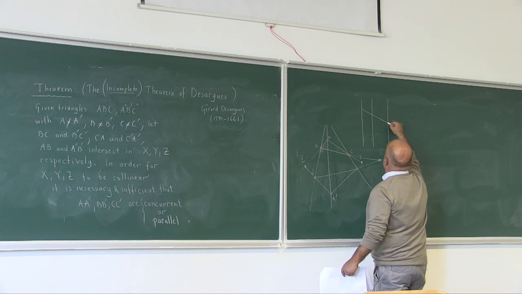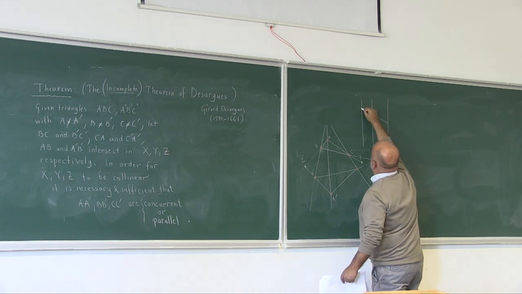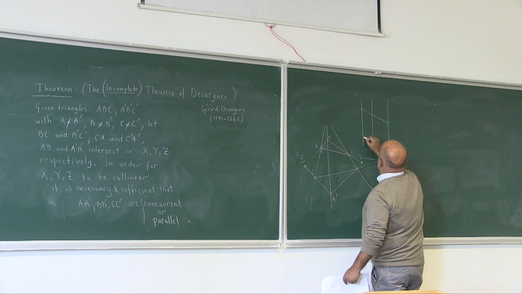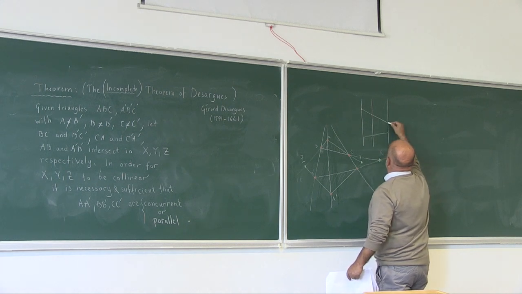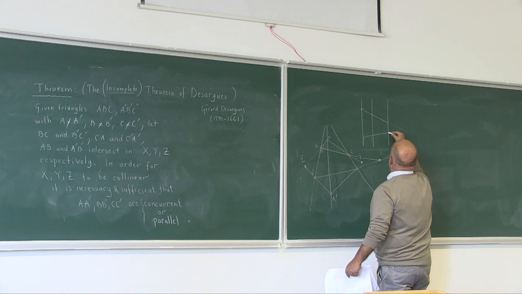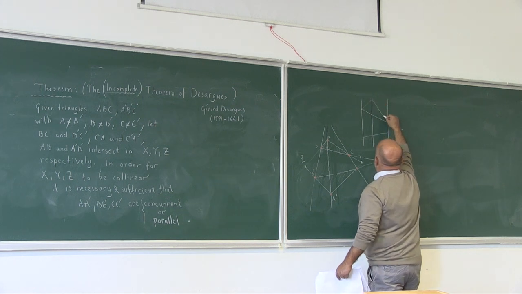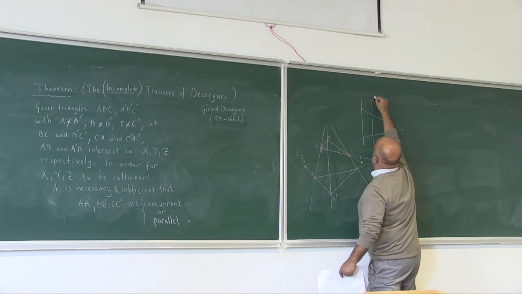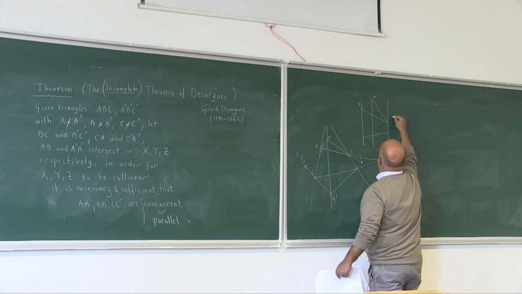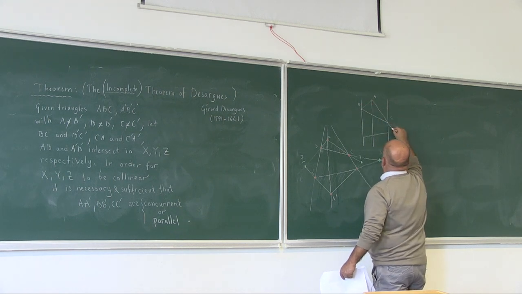Okay, so that's your BC. That's your B prime, C prime, perhaps. They intersect in X. Okay, and you have got, of course, that's the other triangle. So that's your A, that's your B, that's your C, CA.